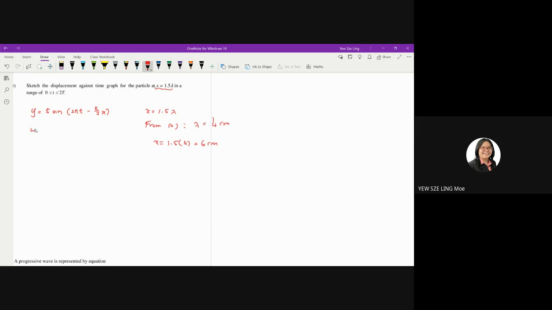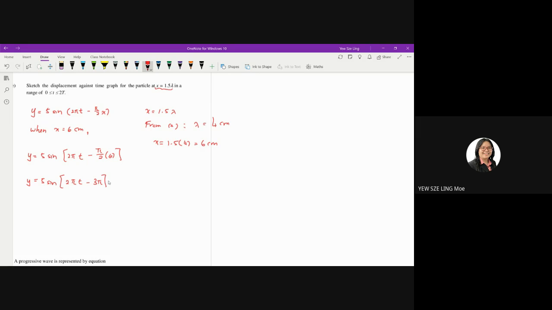In the equation given, when x equals 6 cm, we have y equals 5 sine of 2 pi t minus pi over 2 times 6. So we have y equals 5 sine of 2 pi t minus 3 pi. That's it. So what are we going to do right now?